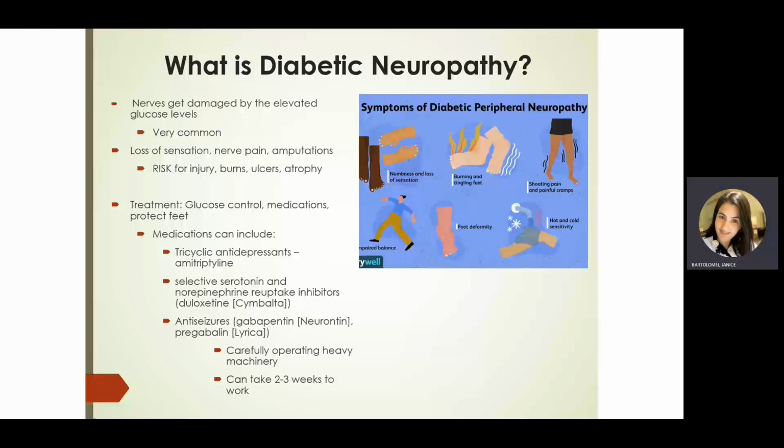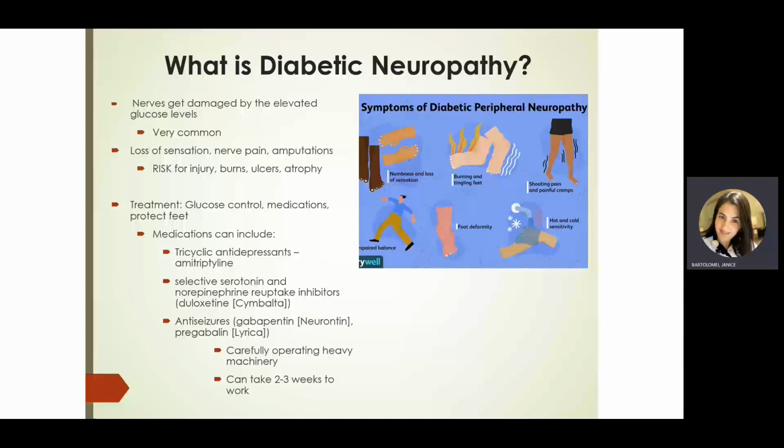Now, a couple of things to be careful about and educate clients on with gabapentin or pregabalin is that it does take a little bit for them to work. They're not magic. You don't take them and then the next day you feel good. It can take up to 2 to 3 weeks for them to work, and it can make you a little drowsy and sleepy.